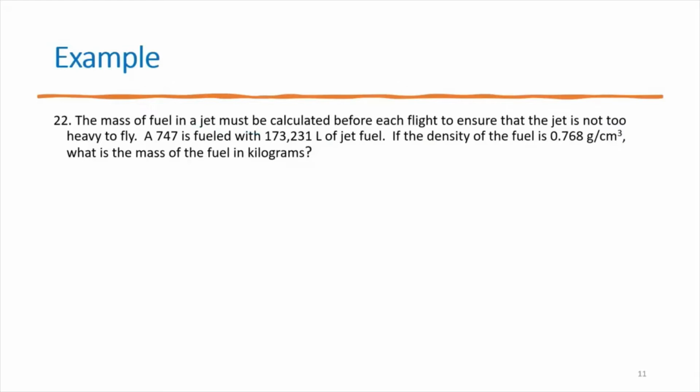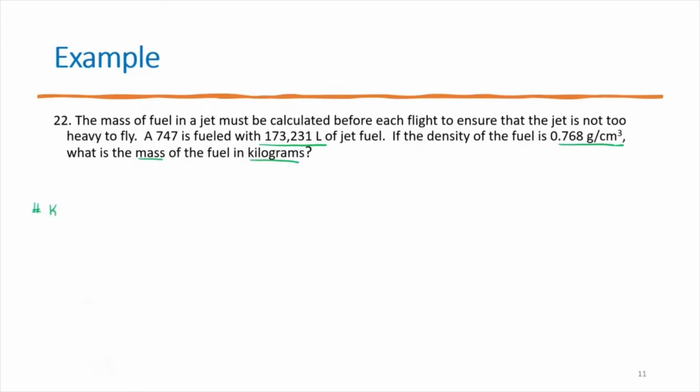The mass of the fuel in a jet must be calculated before each flight to ensure that the jet is not too heavy to fly. A 747 is fueled with 231 liters of jet fuel. If the density of the fuel is 0.768 grams per centimeter cubed, what is the mass of the fuel in kilograms? So I've got this many liters. I've got your density here. I want to know what's the mass specifically in kilograms.